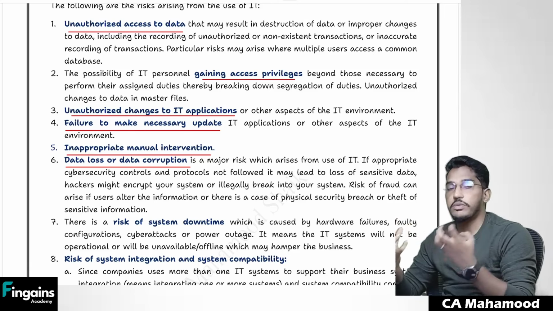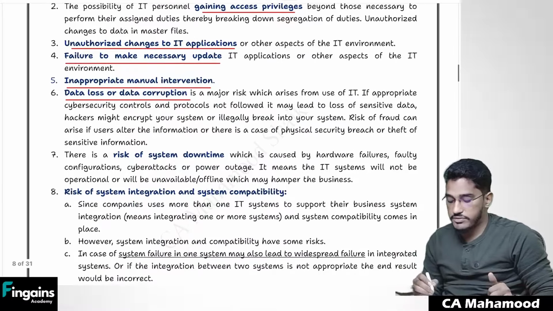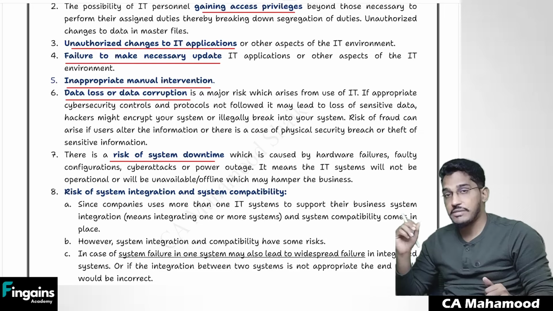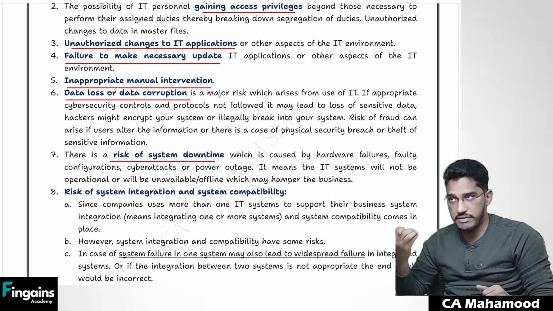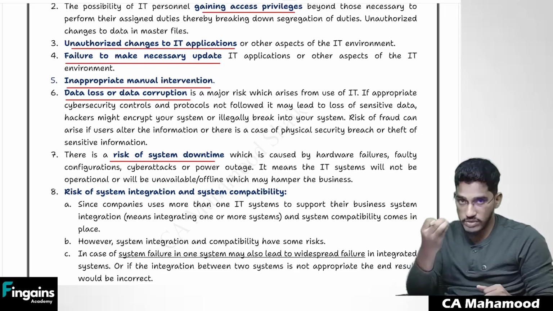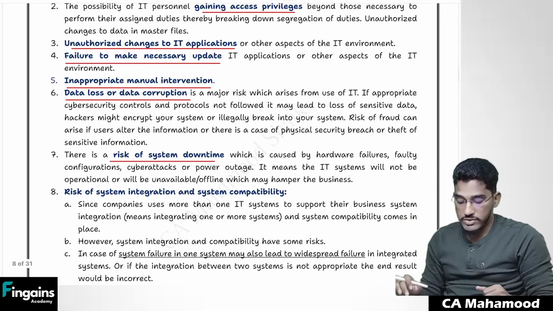So, data loss. Just imagine what if the bank's server gets hacked. Even in recent times it has happened. Aadhaar data has also been hacked. COVID vaccine related data, which contains your Aadhaar number, your mobile number, your identification, even that data has been hacked. So like this, loss of data is a major problem. And there is a risk of system downtime. Sometimes hardware failures can happen, sometimes power failures can happen, sometimes cyber attacks could happen. Because of that, the system might face downtime.